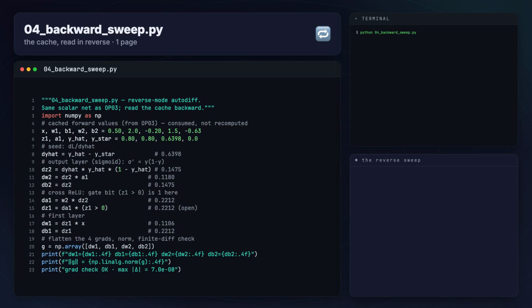Open 04_backward_sweep.py. It's the mirror of last episode's forward file. Forward built a set of cached values going down. This file walks them in reverse, and at each node applies exactly one local derivative rule. We finish by flattening all 4 gradients into one vector and taking its norm, and we'll check it against a brute force finite difference gradient, so you believe the chain rule actually gave the right answer.